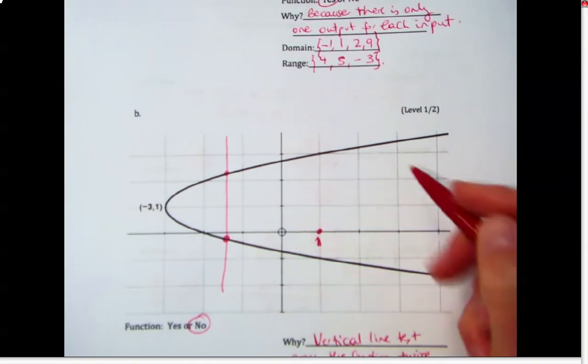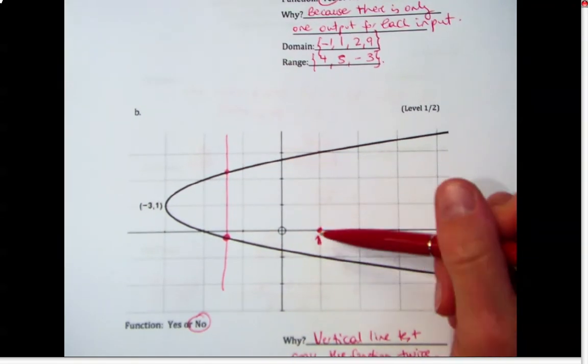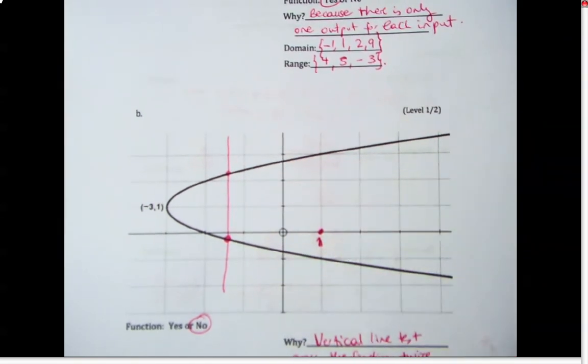You could also give some examples. You could say the output of x has got 2 possible y values.